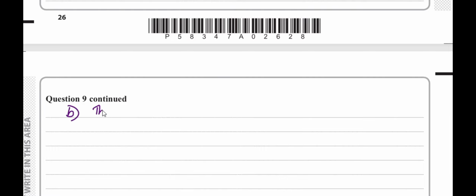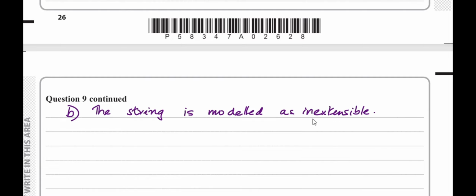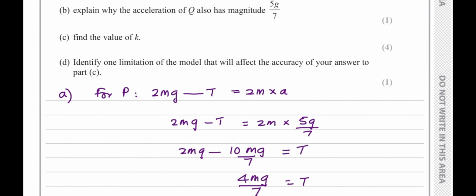The string is modeled as inextensible. What it means is it is inelastic. It's not something which is elastic, which will extend and contract, and that will change the acceleration. If it is inextensible, this acceleration will be the same throughout the system.